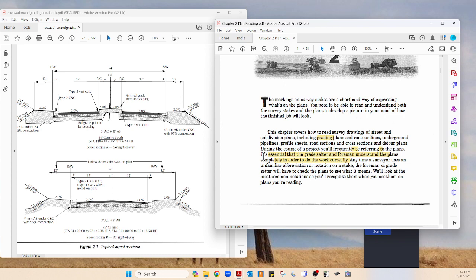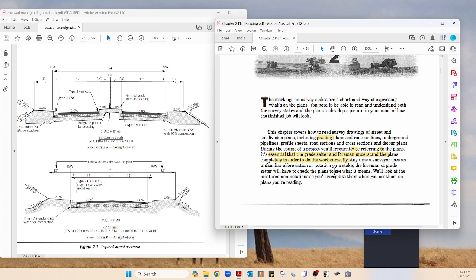I love this statement right here. It's essential that the grade setter and the foreman understand the plans completely in order to do the work correctly. I don't know how it got out that there's hardly any stakes anymore. There's a huge reduction in the number of stakes needed since GPS and automated grade control has evolved. But I'm gonna tell you something, there's still a bunch of stake marking, a bunch of stake reading that has to be done.